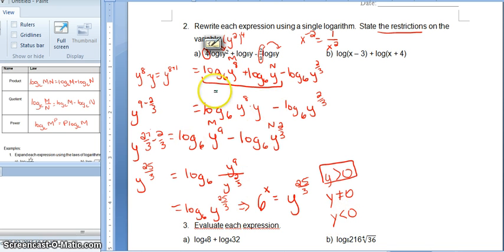So our restriction here, and we'll just write this up here, is that y must be greater than 0, where y is an element of all real numbers.